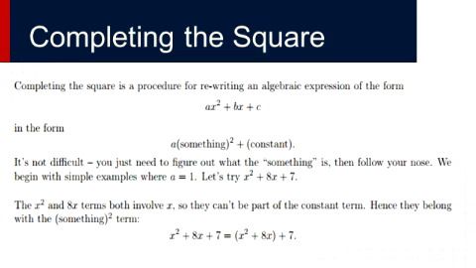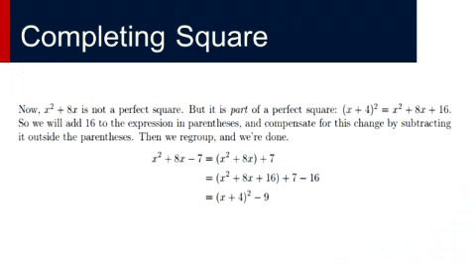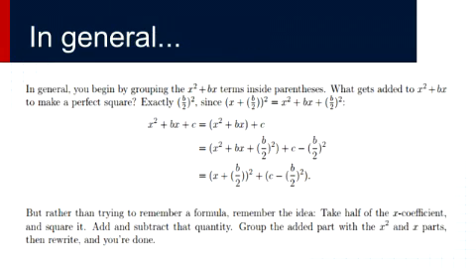Let's try x squared plus 8x plus 7. Now the x squared and 8x terms both involve x, so they can't be part of the constant term. Hence, they belong with the something squared term. Now x squared plus 8x is not a perfect square, but x squared plus 8x plus 16 is the expanded form of the perfect square x plus 4 squared. So we'll add 16 to the expression in parentheses and compensate for this change by subtracting it outside the parentheses. Then we'll regroup, and basically we're done.